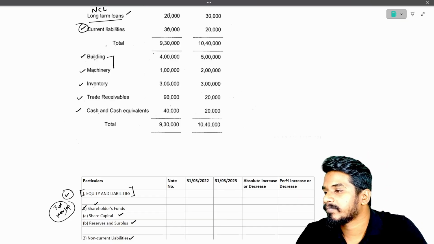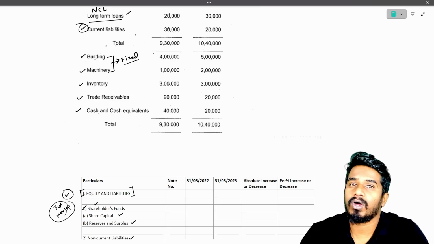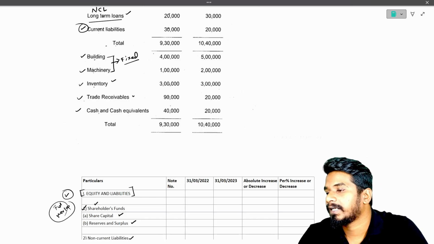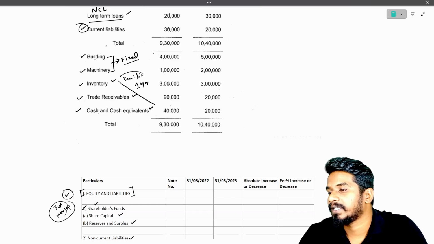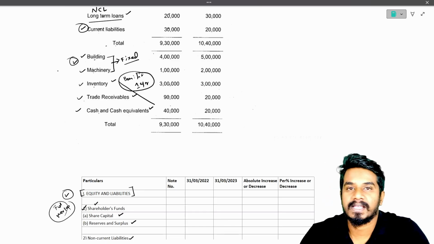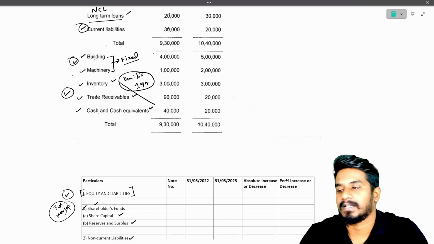Building and machinery are fixed assets which will give benefit for so many years, correct, not for 1 year. But inventory, trade receivables, cash and cash equivalents are going to give benefit for only 1 year. So building and machinery will be classified as non-current assets, and these three will be classified as current assets.